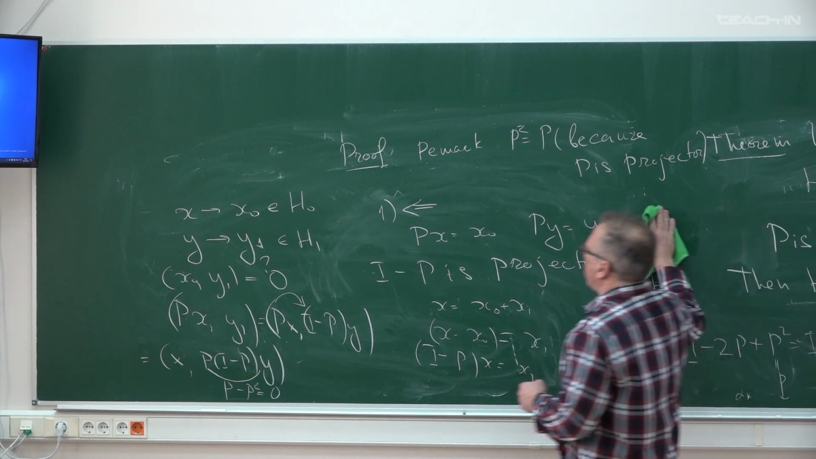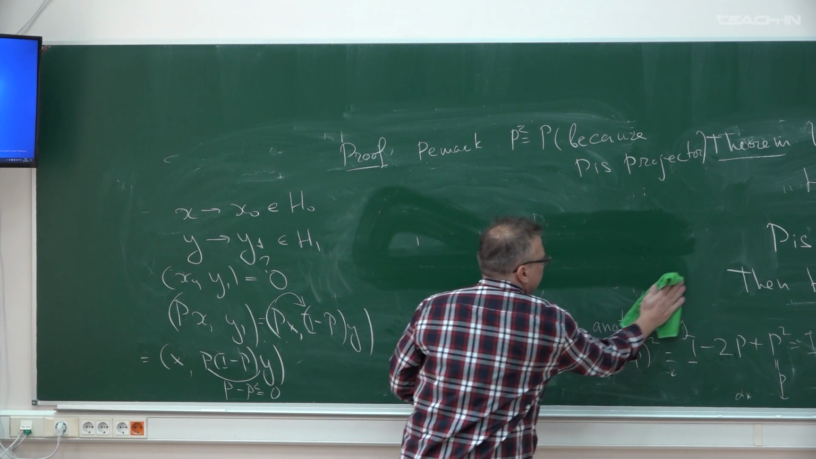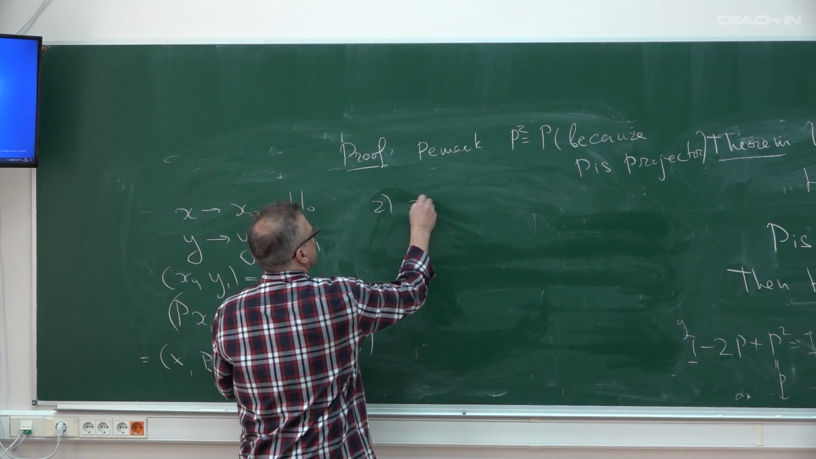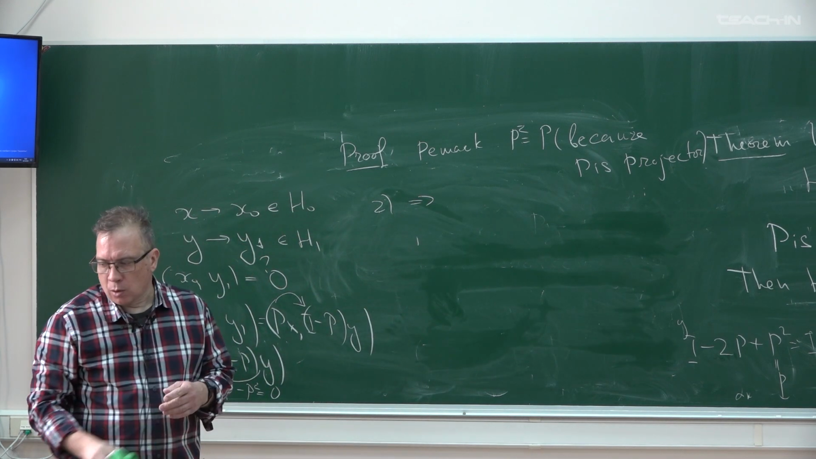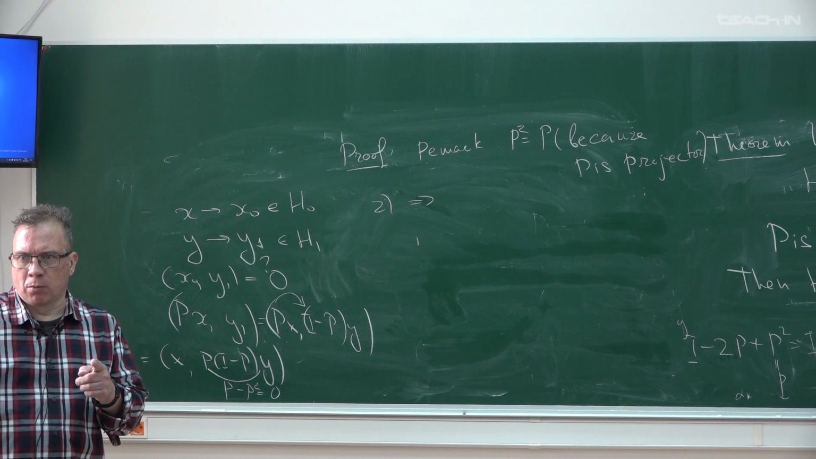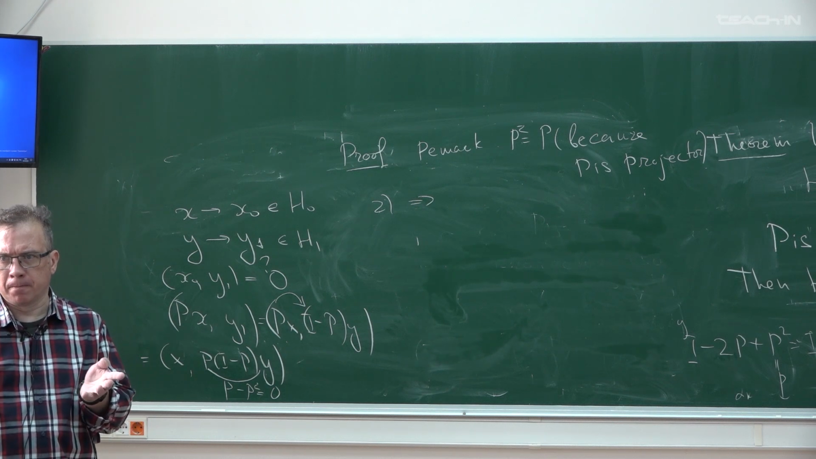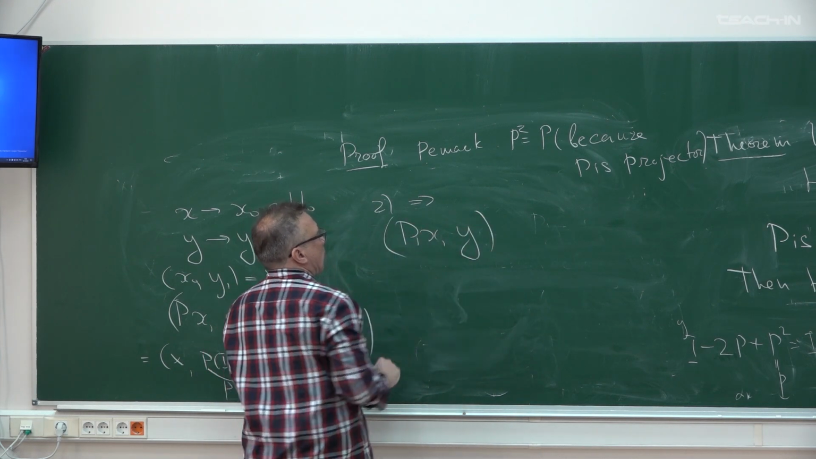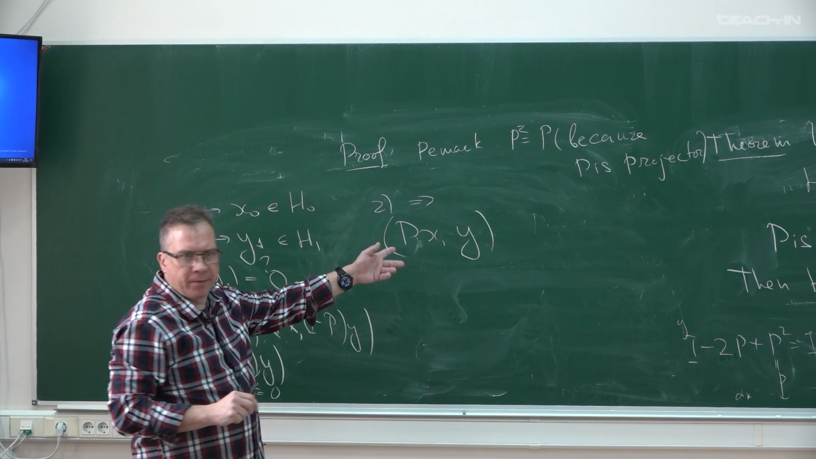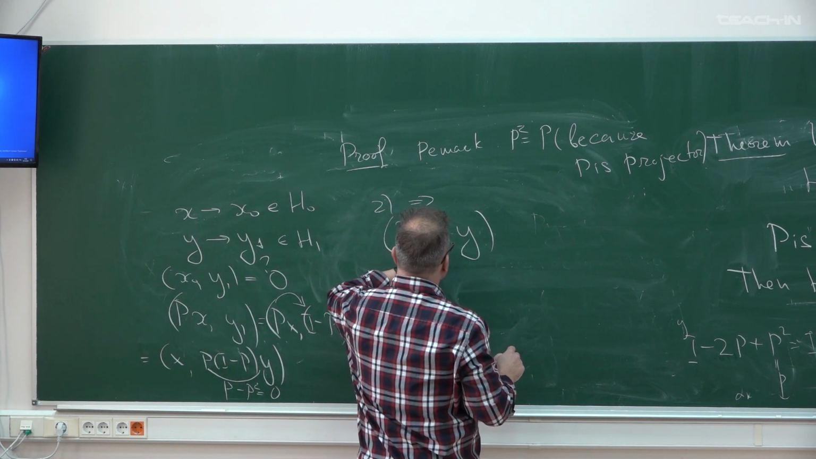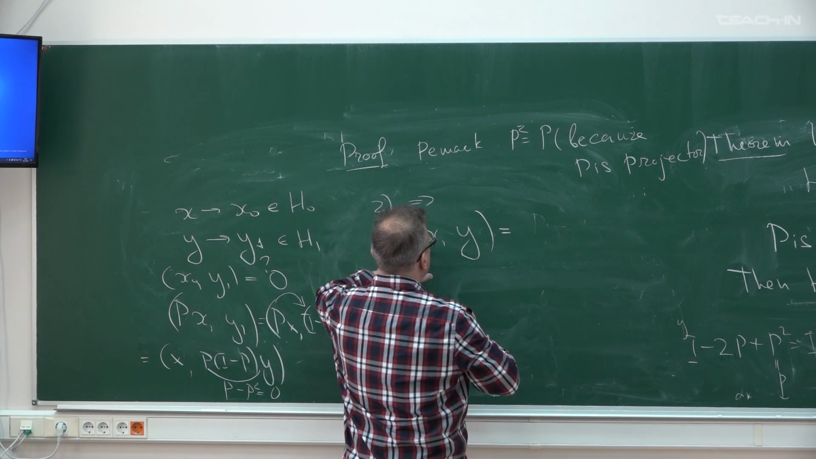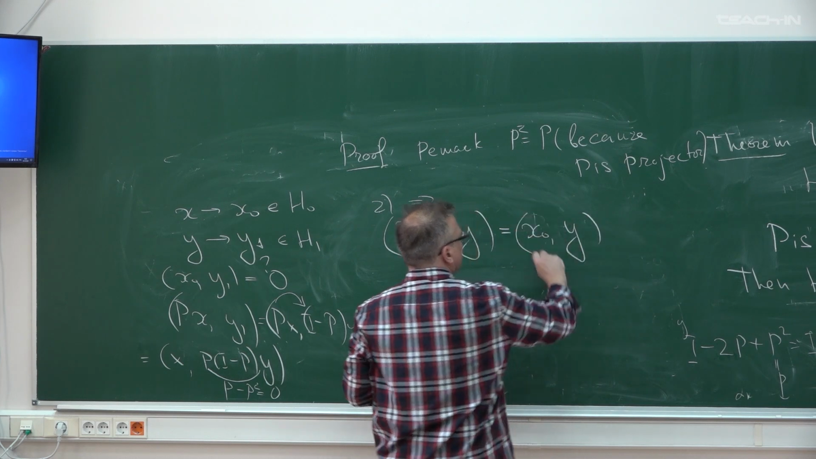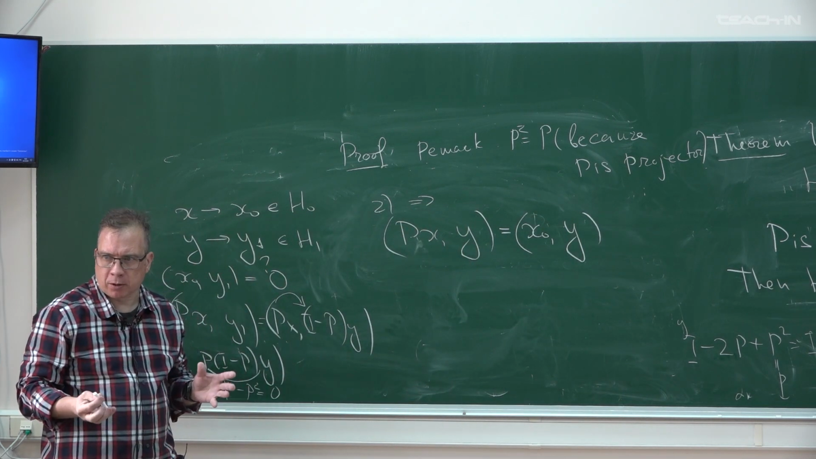Second direction, I take it away. We must check that we can move the operator from the left argument to the right argument, yes? So let's do it, for arbitrary x and y. By the definition of projections, it equals this scalar product, because it is a projector.